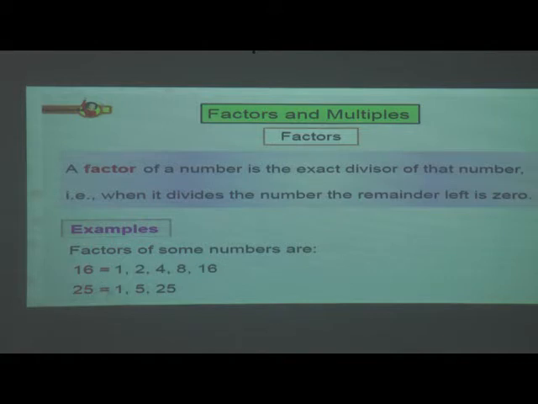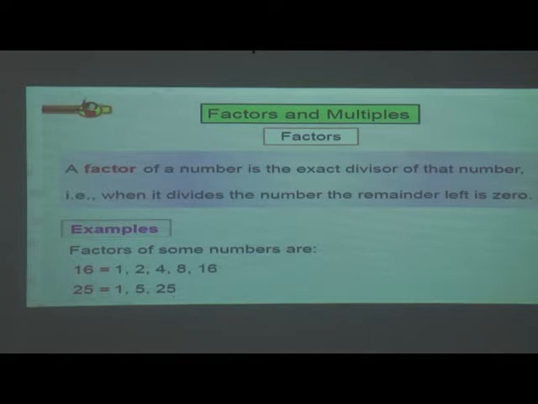Let us take one more example, 25. 1, 5 and 25 are the factors of 25. 1 25 is 25, 5 5s are 25 and 25 1s are 25.